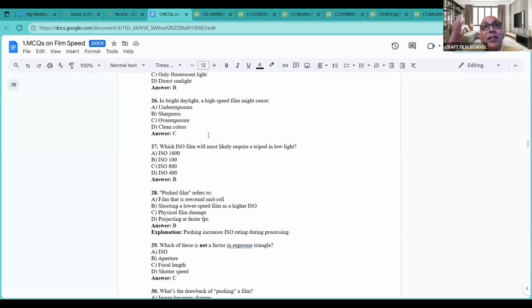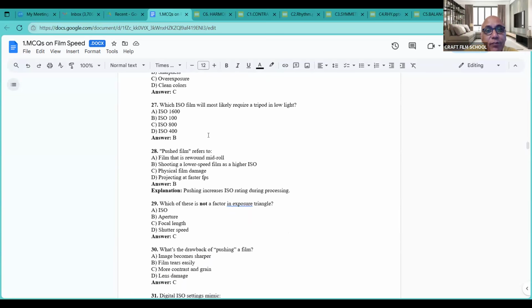Very few lenses have 32 as an aperture. Very few. Normally it is around 16. So what will you do? If you don't have an ND filter, then your film will be overexposed. So it's a very intelligent question. Not everybody can answer it unless you apply your mind.